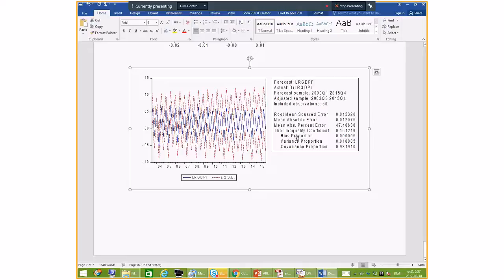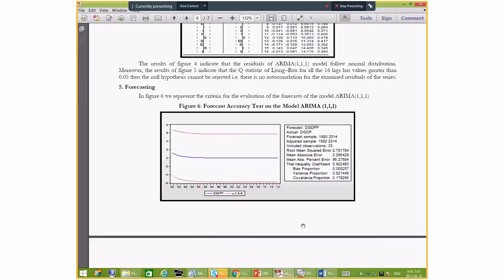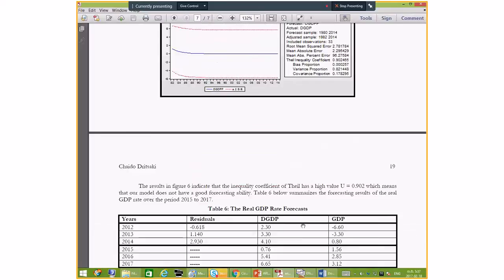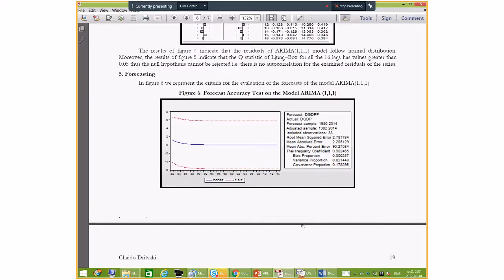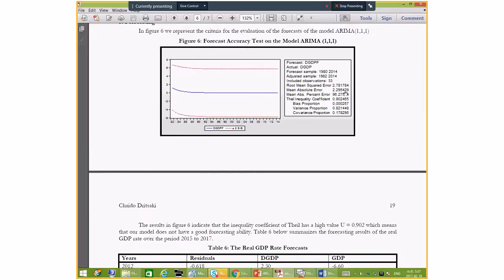It is still, the inequality coefficient is 0.16. In the article, you can see forecasting for the ARIMA model. The results in figure 6. This figure 6 shows that the inequality coefficient is 0.9, which means our model does not have a good forecasting ability.